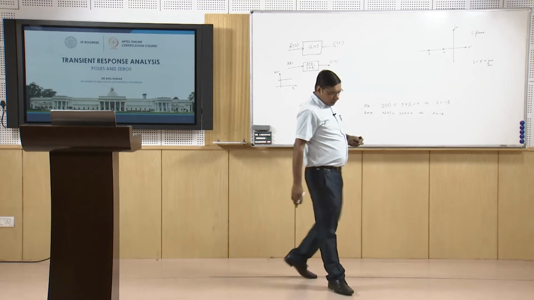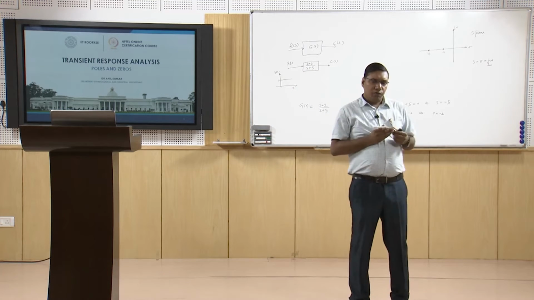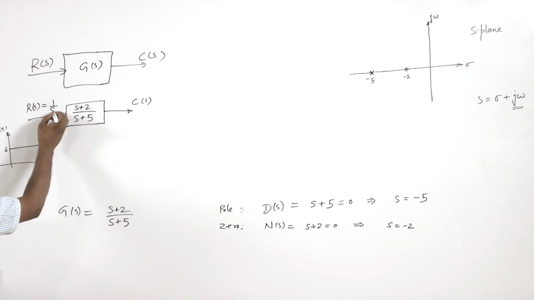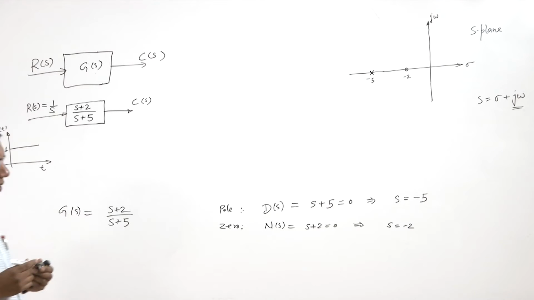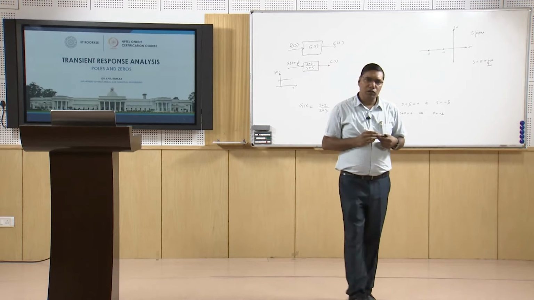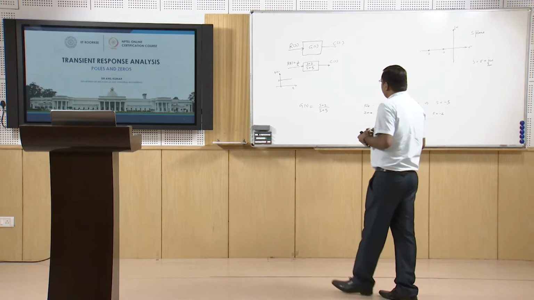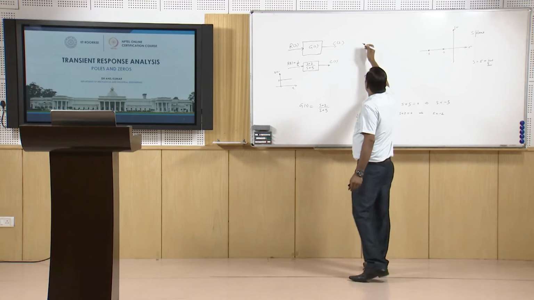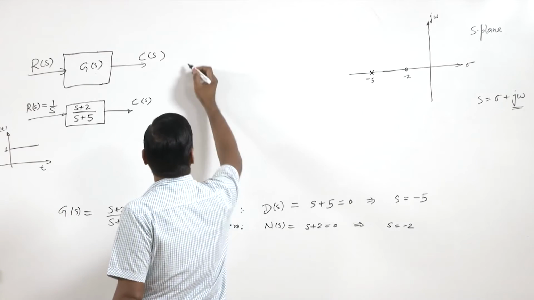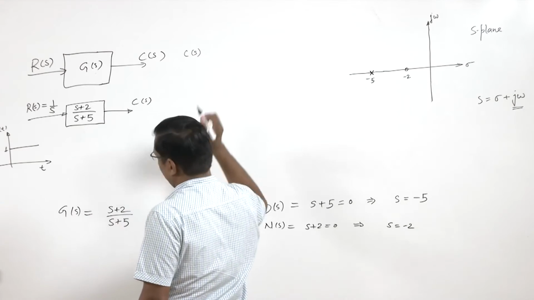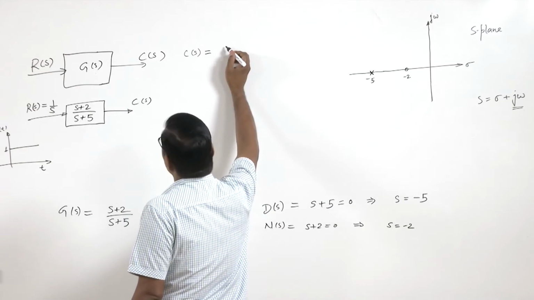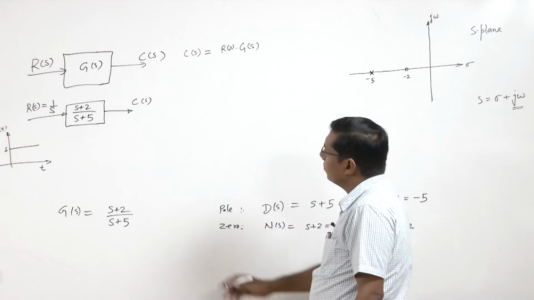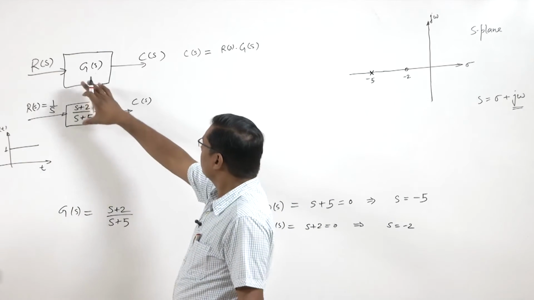And so the Laplace transform of the unit step function is 1 by S. So here R(S) equals 1 by S. Now we have to find the response of this system under this input. So here we have C(S) equal to R(S) into G(S).